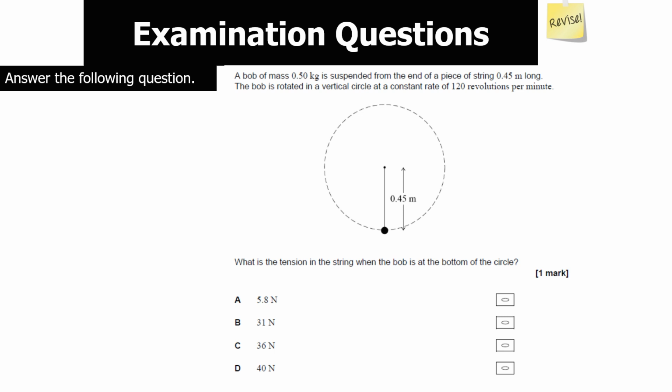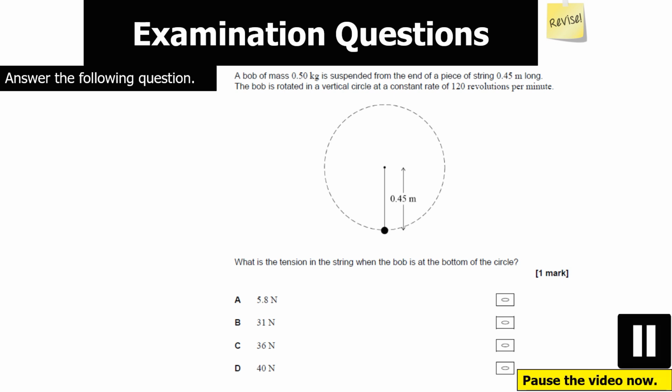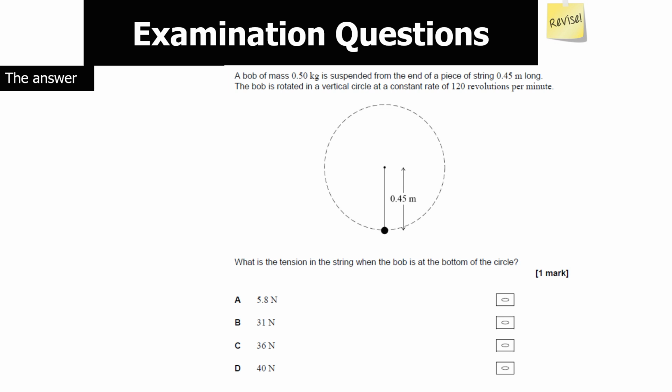The next question says, a bob of mass 0.50 kilograms is suspended from the end of a piece of string 0.45 meters long. The bob is rotated in a vertical circle at a constant rate of 120 revolutions per minute. What is the tension in the string when the bob is at the bottom of the circle? So pause the video now, then unpause the video when you want to go through your answer. Right, so how to answer this question?